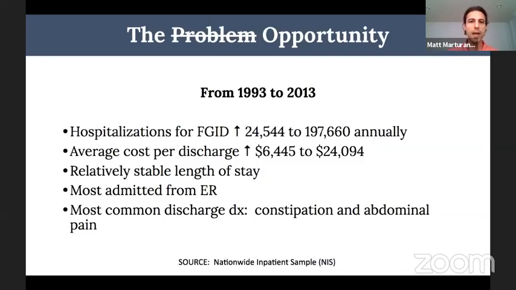But hospitalizations for functional gastrointestinal disorders, by the way, this is United States statistics. So I'm sure we would see similar things in other countries, but I don't have that noted on this slide. But the hospitalizations went up almost 25,000 to nearly 200,000 annually.